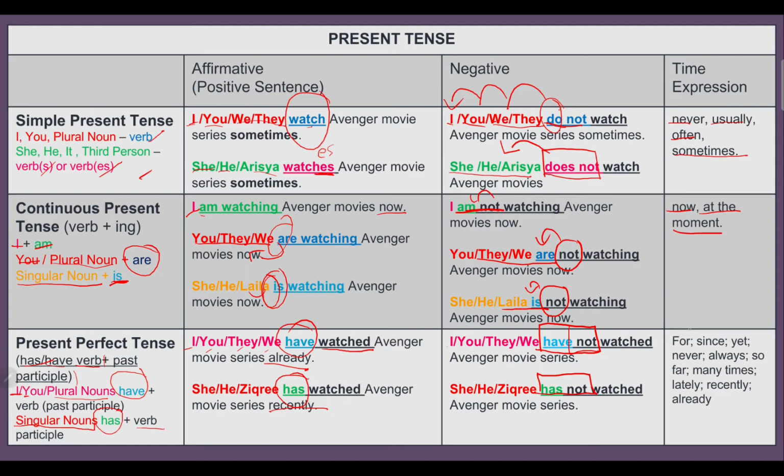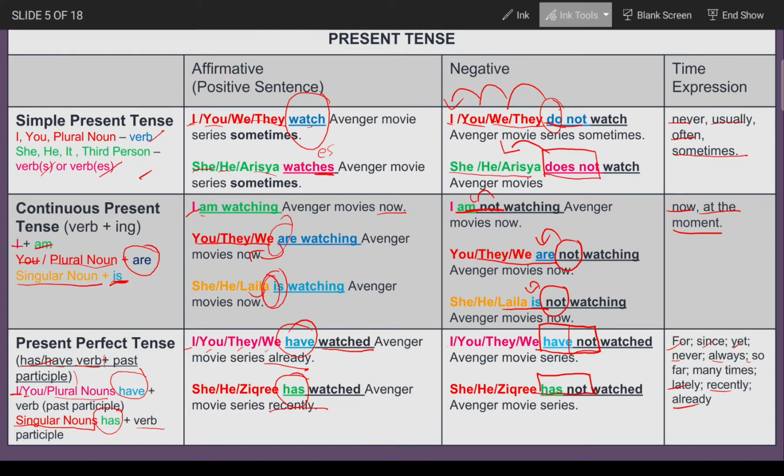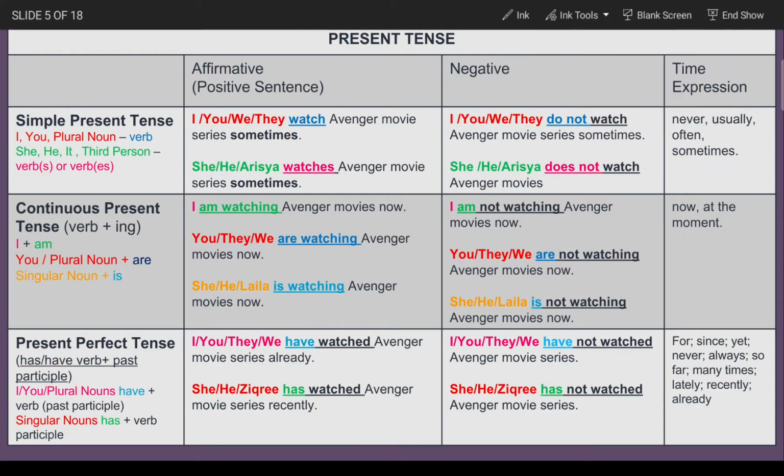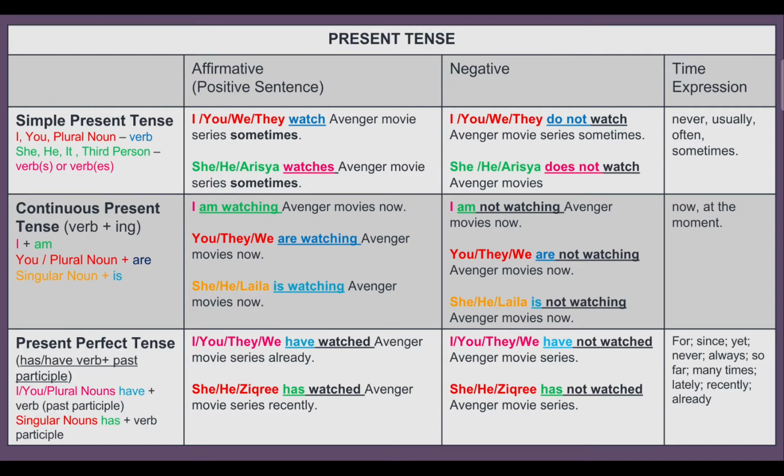Okay, so here are the time expressions: for, since, yet, never, always, so far, many times, lately, recently, and already. So here is the example for present tense. Right, everyone? Okay, let me erase all. Okay, let's move on to the next one.